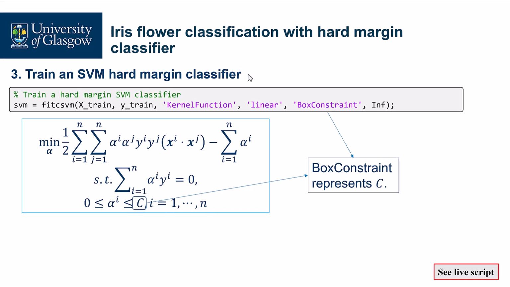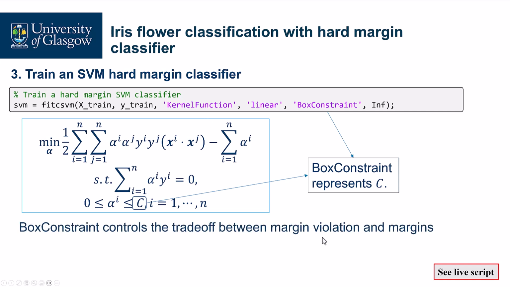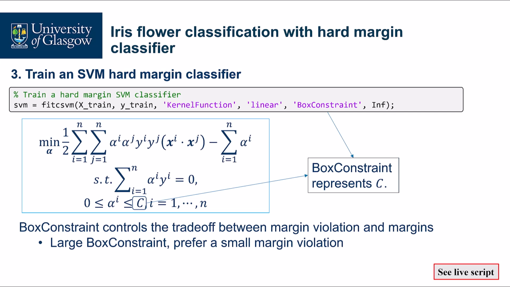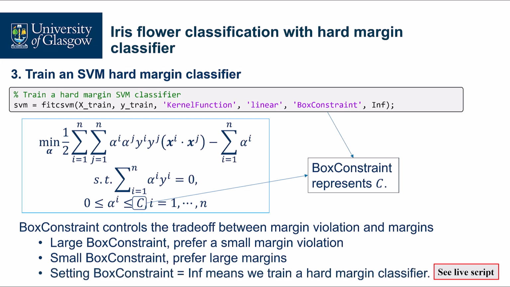As we have said before, C controls the trade-off between the margin violation and the margins themselves. If we use a large C, we prefer a small margin violation, so more accurate classification, but the generality is smaller. If we use a small box constraint, then the margins are large and there is more generality. So when the box constraint is infinity, this becomes a hard margin classifier.